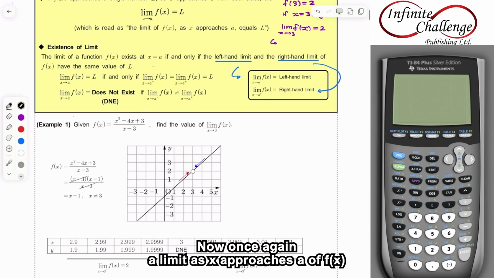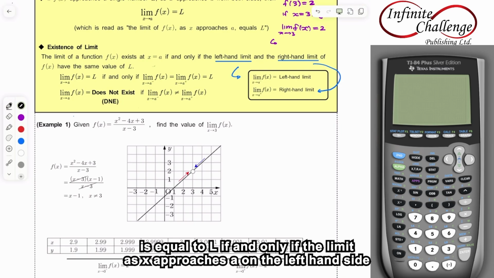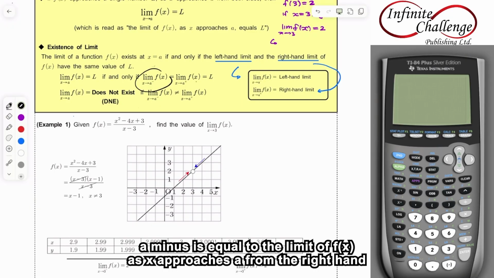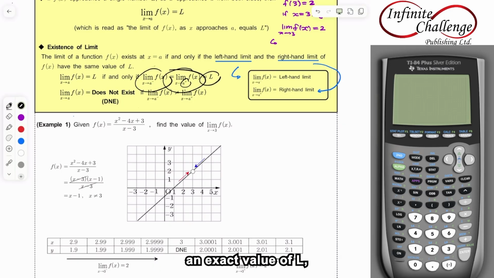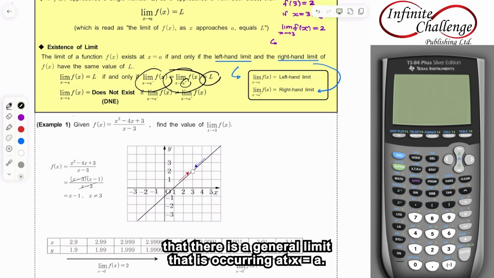Now, once again, the limit as x approaches a of f of x is equal to L if and only if the limit as x approaches a from the left-hand side, a minus, is equal to the limit of f of x as x approaches a from the right-hand side, a plus. And only if those two values equal an exact value of capital L can I conclude that there is a general limit occurring at x equals a.